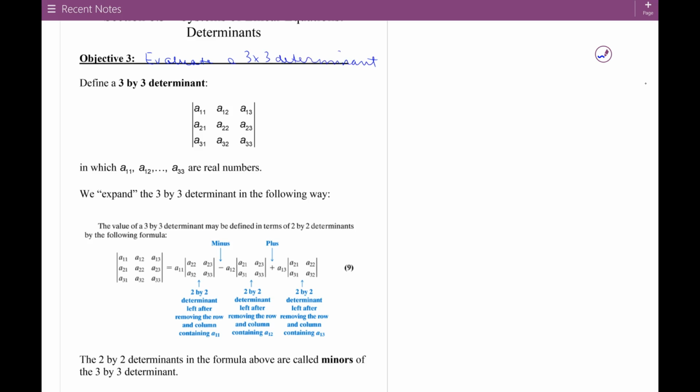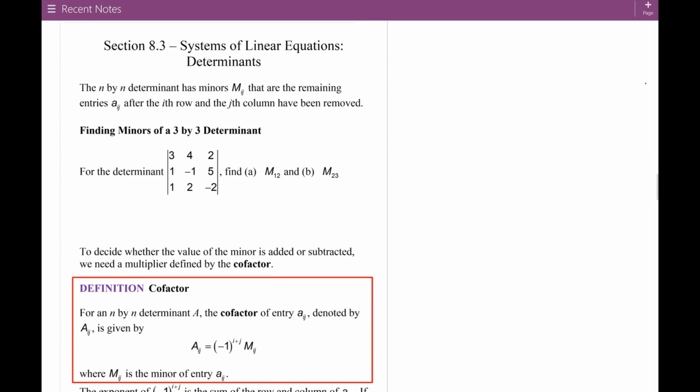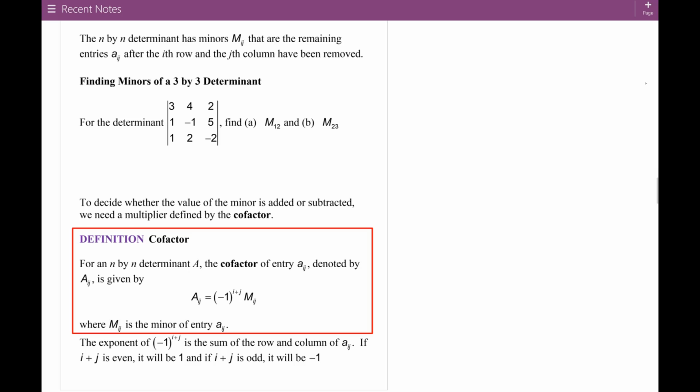But somebody has already worked out a way to leverage or recycle our knowledge of how to do the 2 by 2 determinants. It's called expanding the determinant. You can expand a determinant along any row or column. And the 2 by 2 determinants that you get along the way are called minors of the 3 by 3 determinant. So it's easiest if we just do one, so you see how it works.